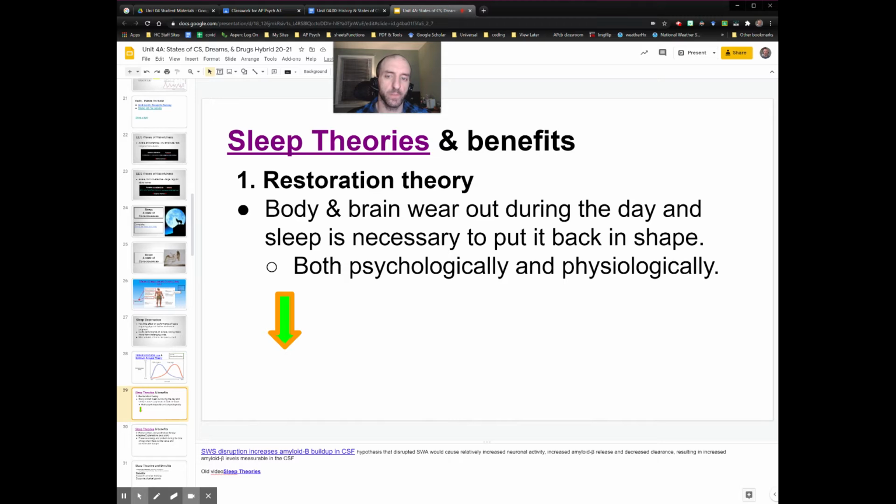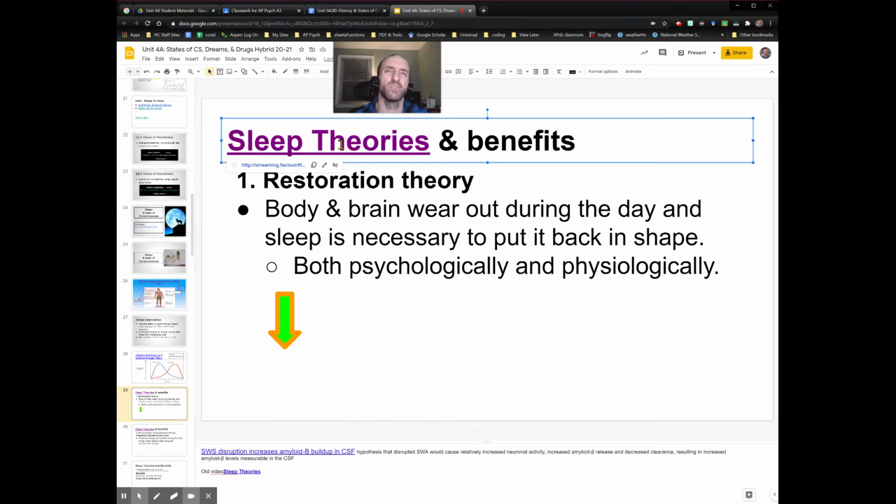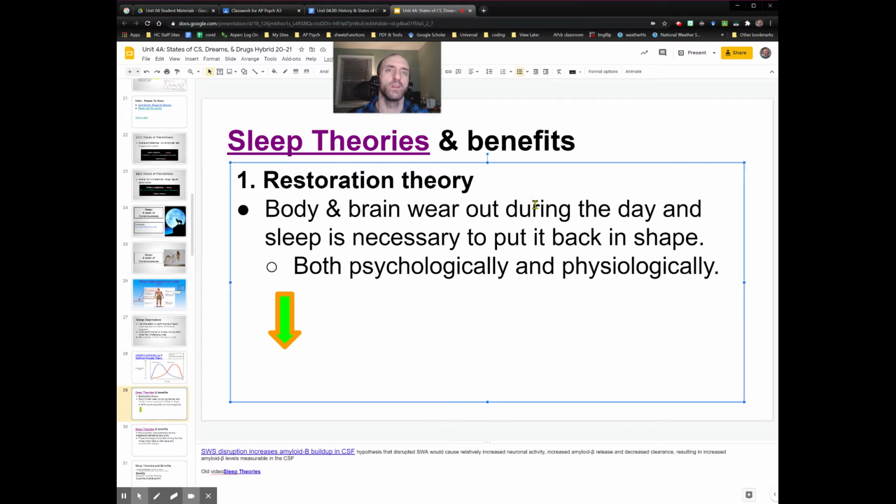Sleep theories. So there are a number of theories to explain sleep. Restoration: the brain wears out during the day, and at night it needs to clean up. You've got to restore it, put everything back together, clean up the mess.